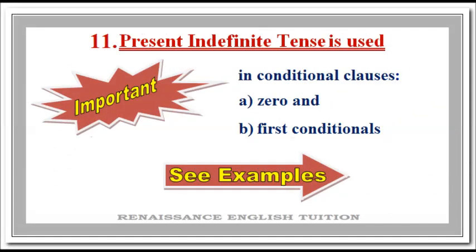Now let us move to the last use of the present indefinite tense, which says that the present indefinite tense is used in some conditional sentences such as the zero conditionals and the first conditionals. To understand this point, we have to study what zero and first conditional sentences are.